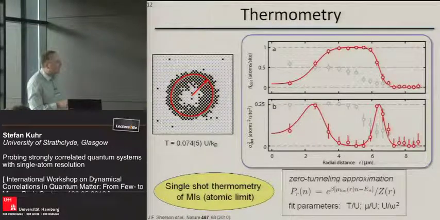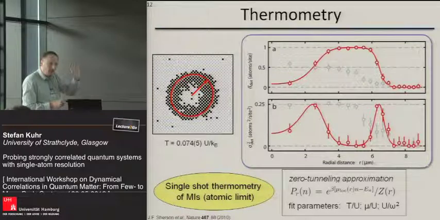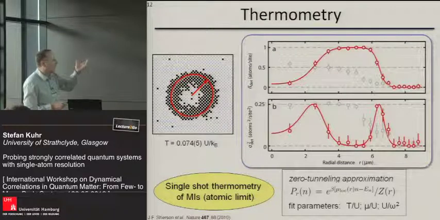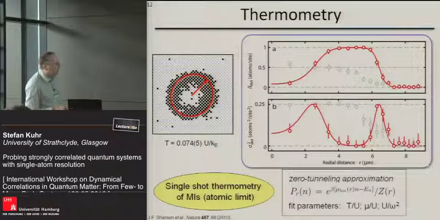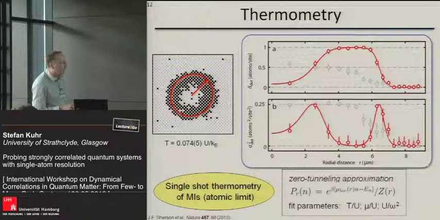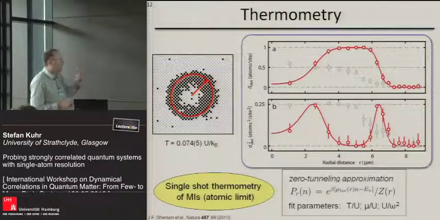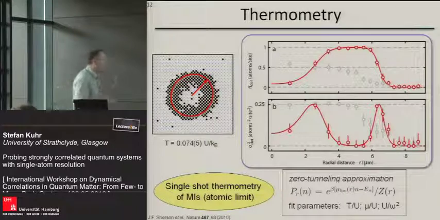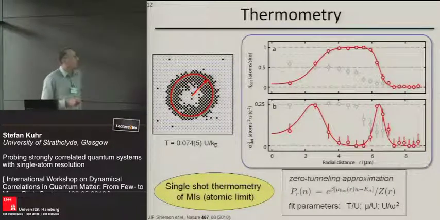Also, let me stress again that these data points are from a single shot only, so we can do thermometry on single samples. And also, again, like this radial distance, I would like to draw your attention that this is the distance in micrometers. So you can see here the changes of the variance of the atom number on the scale basically of a lattice site. So this feature is only 1 micrometer wide, and we can probe the atom number statistics with this method with really unprecedented precision.